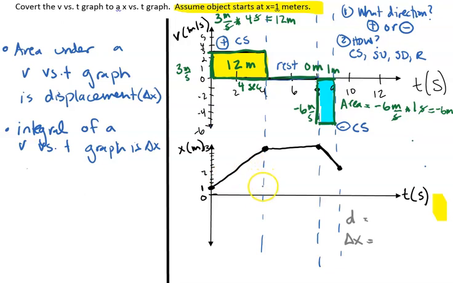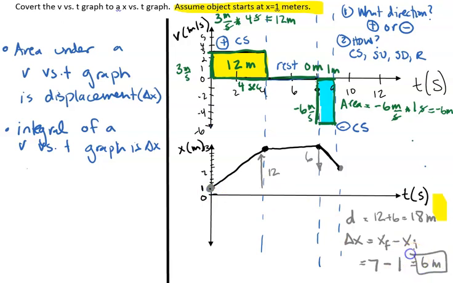So distance for this, it looks like we go up 12, and then we go back 6. So it looks like you're going a total of 18 meters. Now for displacement, that is our net change in position. So that's your final position minus your initial position. So our final position was 7 meters, and your initial position was 1 meter, where we started right here. So that's just going to be 6 meters. Perfect. And that is your displacement for 6 meters and distance for 18 meters.